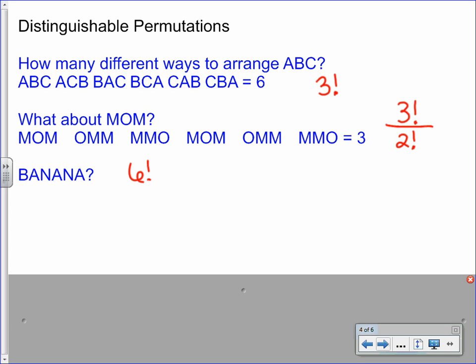However, we have some repeats. What's repeating? We have the A repeating 3 times, so the order of those A's doesn't matter because they're all the same. And we have the N repeating twice, so since those are identical, those aren't going to matter. Okay. So, let's see, we have 6 times 5 times 4 divided by 2.